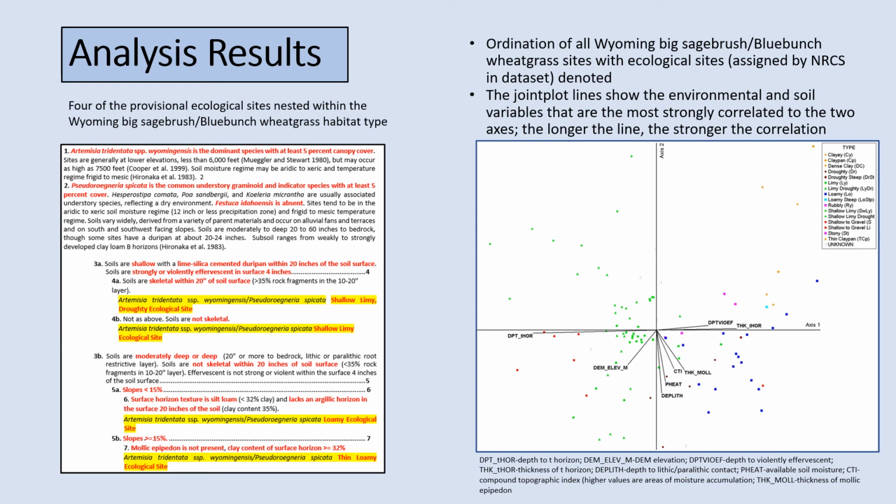The variables correlated with the first axis are depth to the argillic horizon towards the left side of the ordination and depth to violent effervescence and thickness of the argillic horizon toward the right side. And then the variables associated with the second axis are higher elevation, depth to lithic or paralithic contact, available soil moisture, thickness of the mollic epipedon, and the compound topographic index, which indicates areas of higher moisture accumulation. We will be continuing our analysis in the coming months. Thank you.